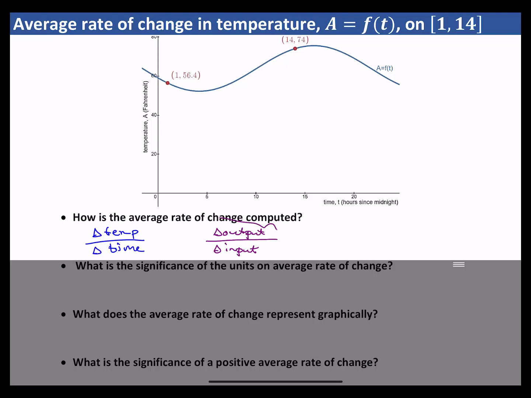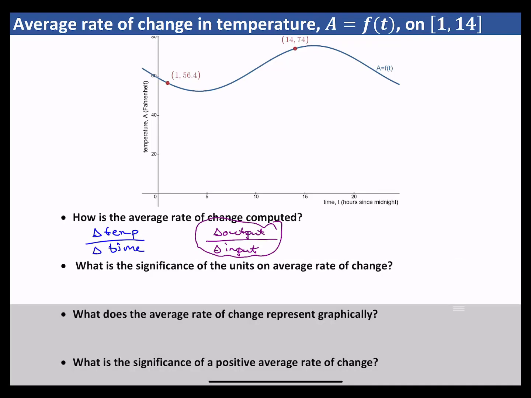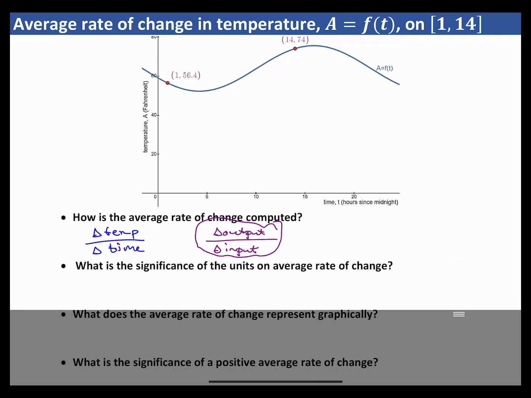Second question we could answer: what is the significance of the units on the average rate of change? Well, because the average rate of change is change in output divided by change in input, the units on the average rate of change are the output units per one input unit. It's important to note that we actually did that division, so the average rate of change is always describing the change in output units per one unit of input.